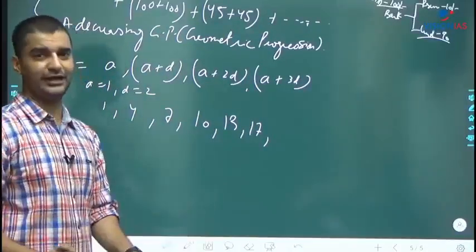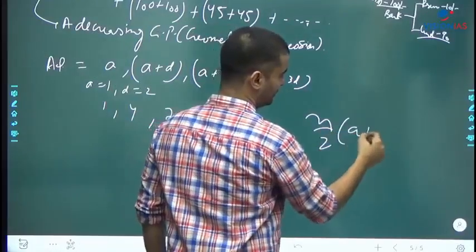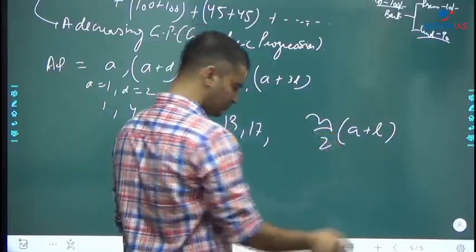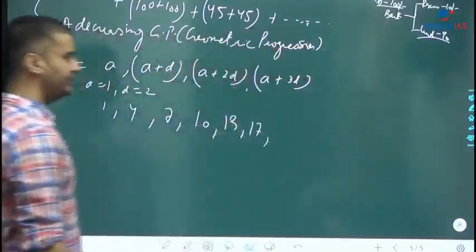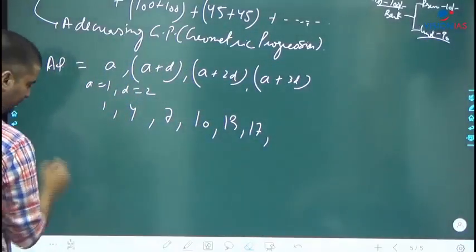बहुत ही आसान चीज होती है, n upon 2 times (2a plus l). L is the last term, a is the first term, n is the total number of terms. So again, don't bother with it. This is sum of AP. ये है अरिथमेटिक प्रोग्रेशन. एक ज्योमेट्रिक प्रोग्रेशन क्या होती है?